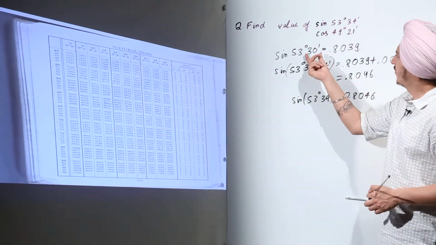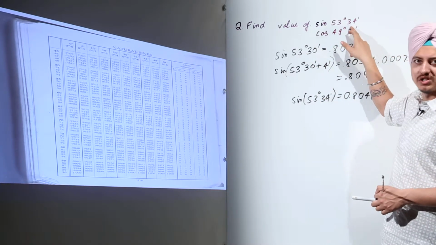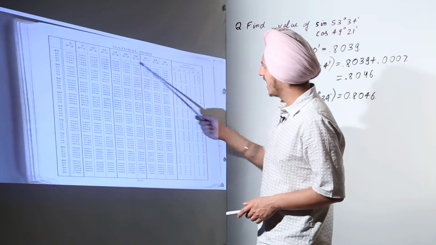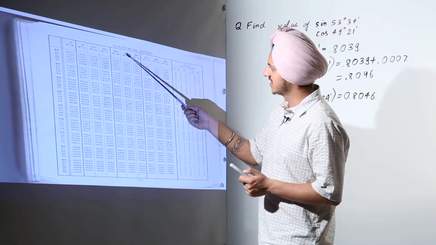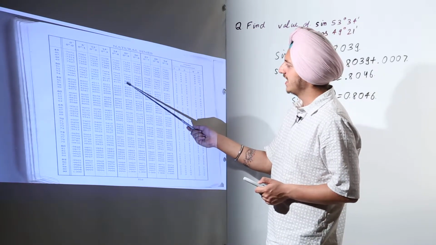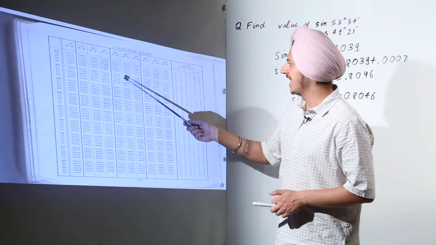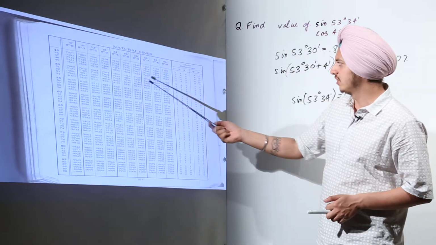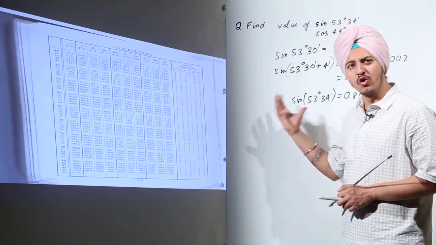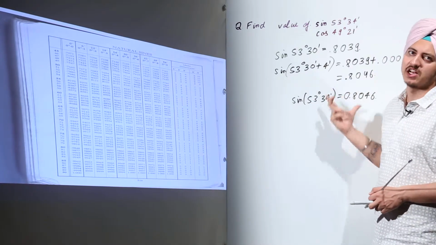After that, look for the nearest number that is below this number, okay? This is 34 minutes. So we look for the number over here that is 30, right? 30 is less than 34 and that is the nearest. So for 53 degrees and 30, wherever they intersect, the value is 0.8039. Then what is left is 4 minutes. What we do then is look for 4 under the column of mean differences and add that mean difference to the resulting number from 53 degrees and 30 minutes, and that will give us the answer.